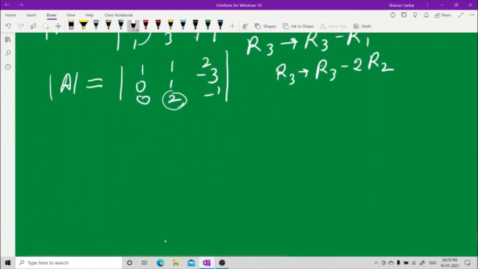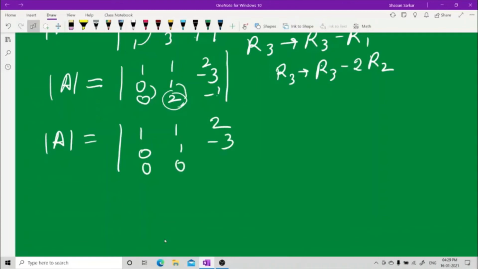Now what you get is that this determinant takes the form 1 1 2, 0 1 minus 3, 0 minus 0 is 0, 2 minus 2 is 0, minus 1 plus 6, that is 5.